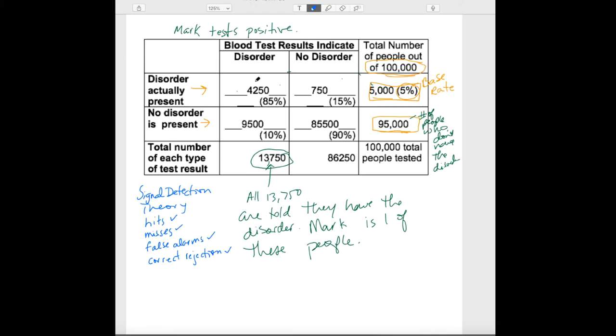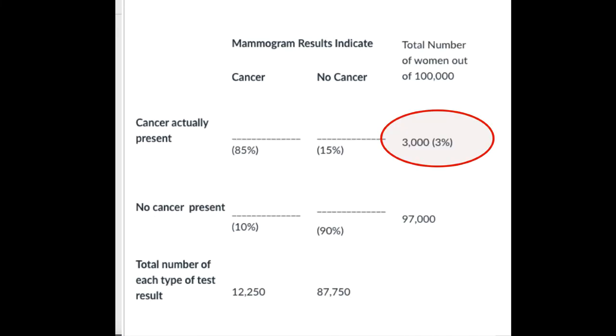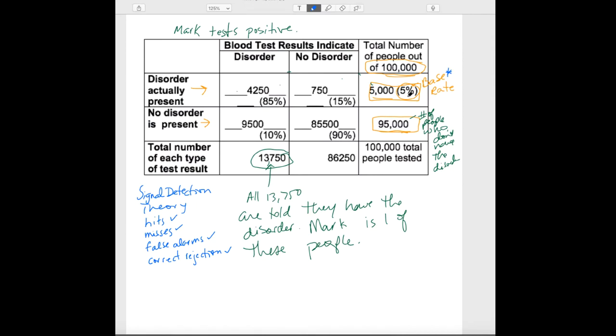So our problem again here is really similar. The only thing that's different is the base rate here. That's the only thing that's different. For the homework assignment, 3% of the 100,000 women are expected to have cancer. That's the base rate of the disease. In this example, it's 5%, so it's just a little bit higher, but everything else is identical.